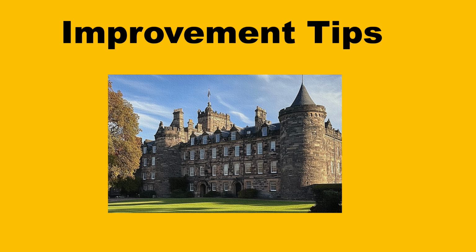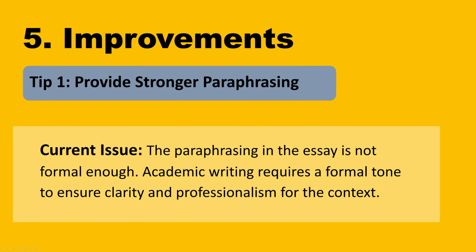While the essay is well structured and covers all required aspects, there are several areas for improvement to achieve a higher score. Below are suggestions along with examples. 1. Provide stronger paraphrasing. Current issue: The paraphrasing in the essay is not formal enough. Academic writing requires a formal tone to ensure clarity and professionalism for the context.